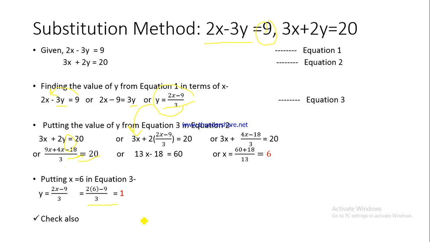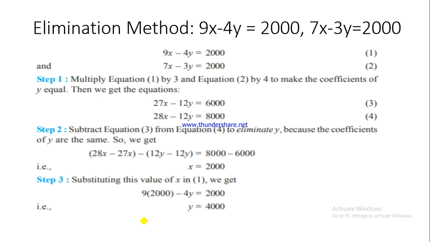Hello and welcome friends. Up till now we have completed the substitution method of solving linear equations in two variables. Now let us move to the elimination method, which is the other method we can use to solve a linear equation.